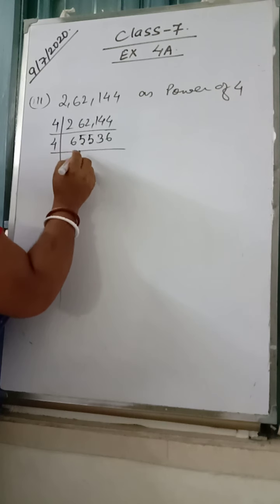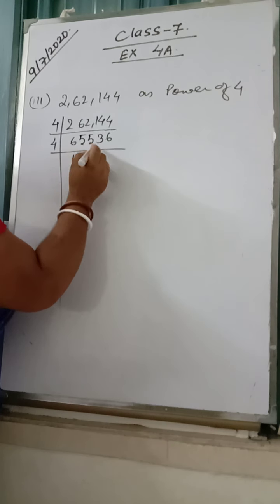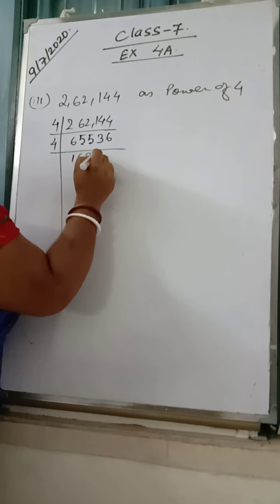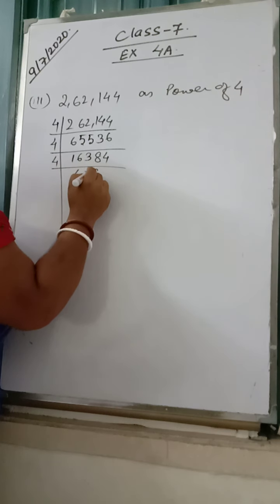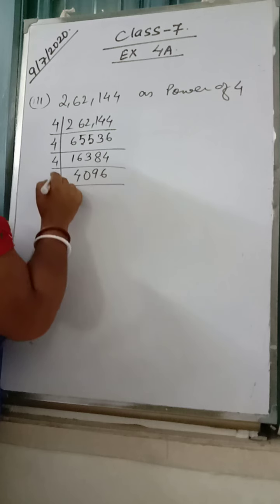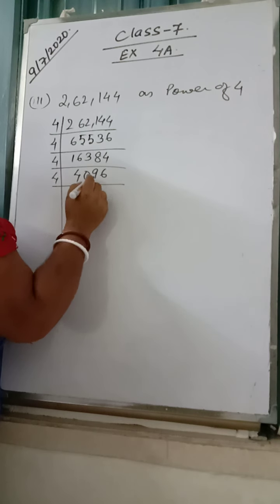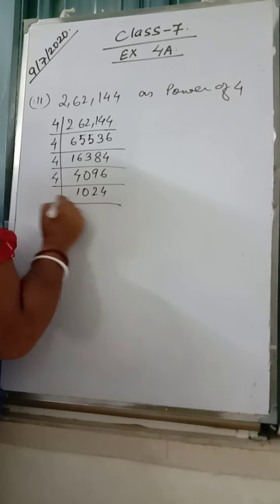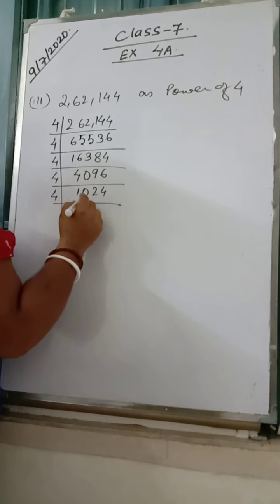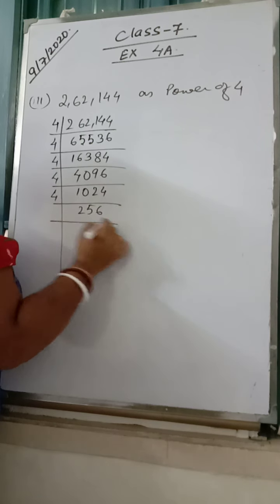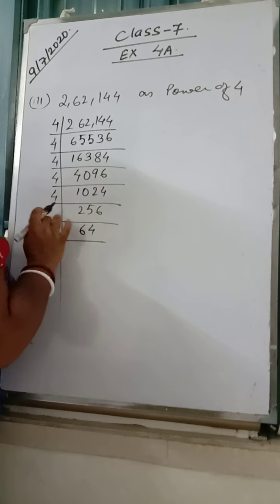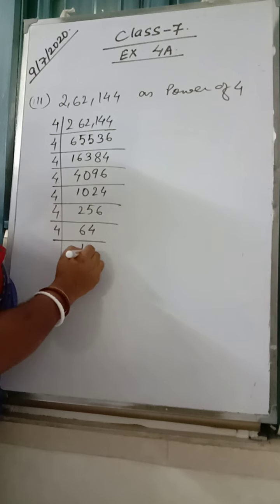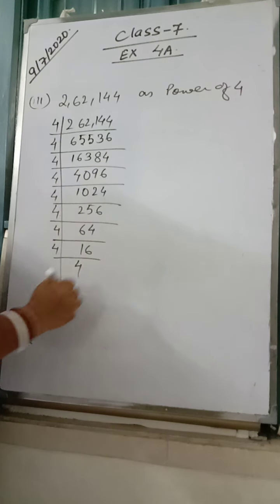4 1s are 4. 4 6s are 24. 4 3s are 12. 4 7s are 28. 4 8s are 32. 4 4s are 16. 4 9s are 36. 4 6s are 24. 4 10s are 40. 4 2s are 8. 4 4s are 16. 4 2s are 8. 4 5s are 20. 4 6s are 24. 4 4s are 16. 4 16s are 4 4s.